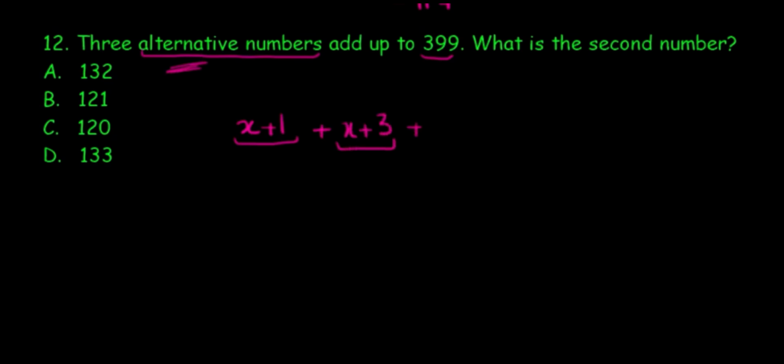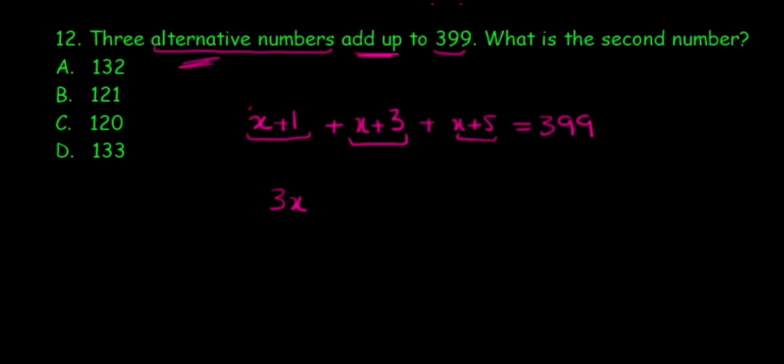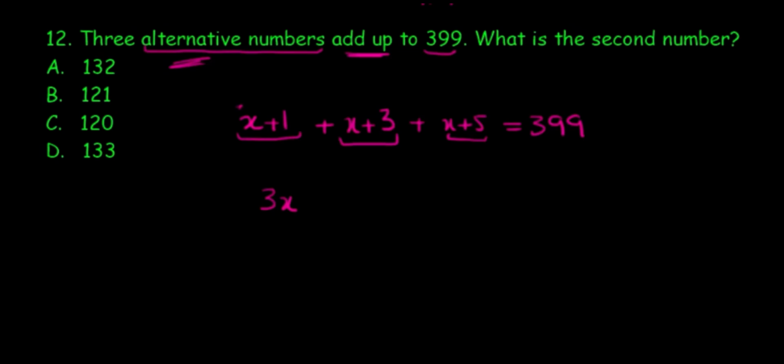I drop x plus 4, I take the next one, x plus 5. The sum of them, oh, they don't want the average. It's just the 3 alternate numbers add up to give me 399. That's 3 x's, plus 1 plus 2 plus 3. That's 3x plus 1 and 3, that's 4, and 5.